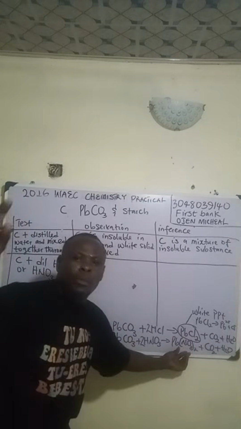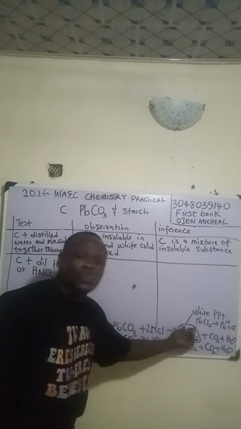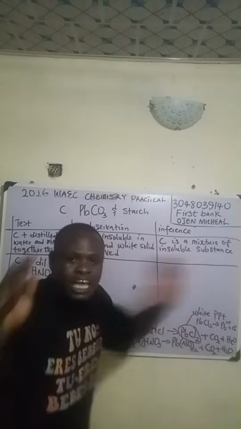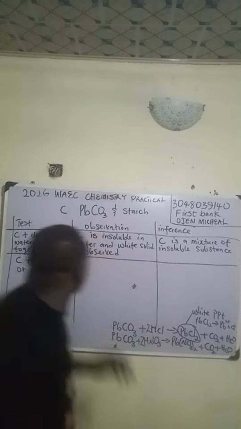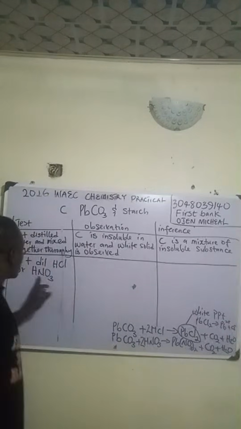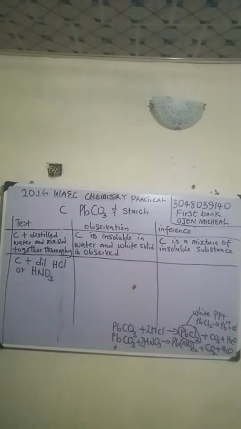This one is soluble. Look at this one, it's a soluble salt. This one is not soluble, so you need to heat it. That is the chemistry behind it. So if they give you HCl, you will be asked to heat it. If they give you HNO3, you will not be asked to heat it. Do you understand?